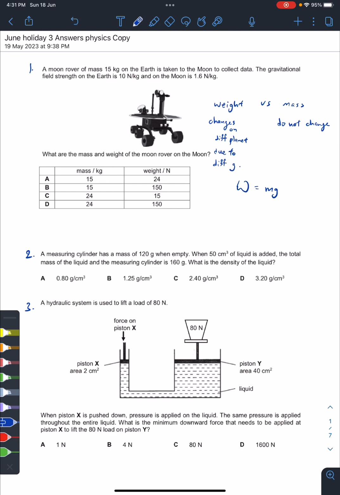So let's figure out. It says it's 15 kg. This is the mass. So you see mass is 15 kg. Mass does not change, which means mass is 15 kg. Straight away eliminate C and D.